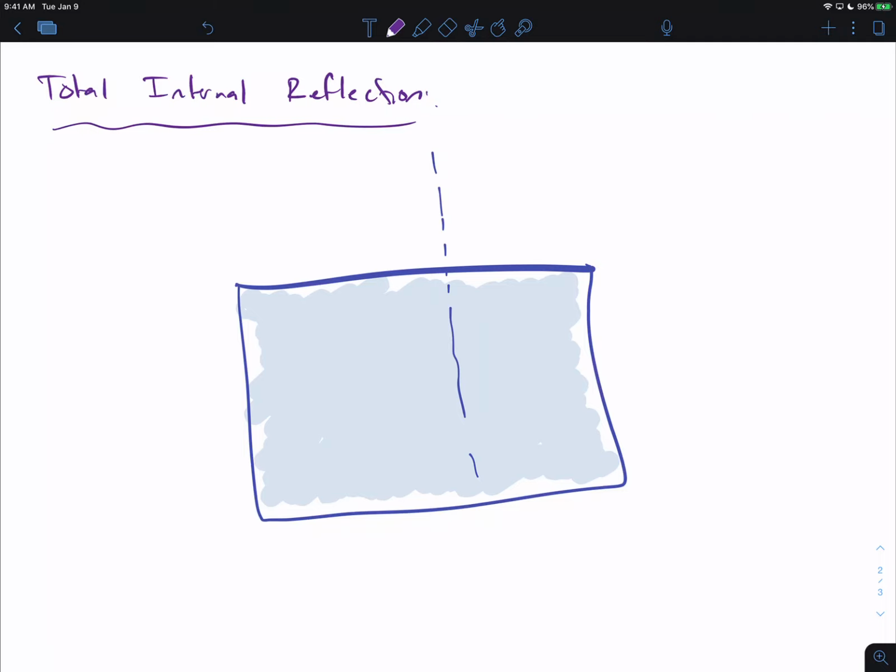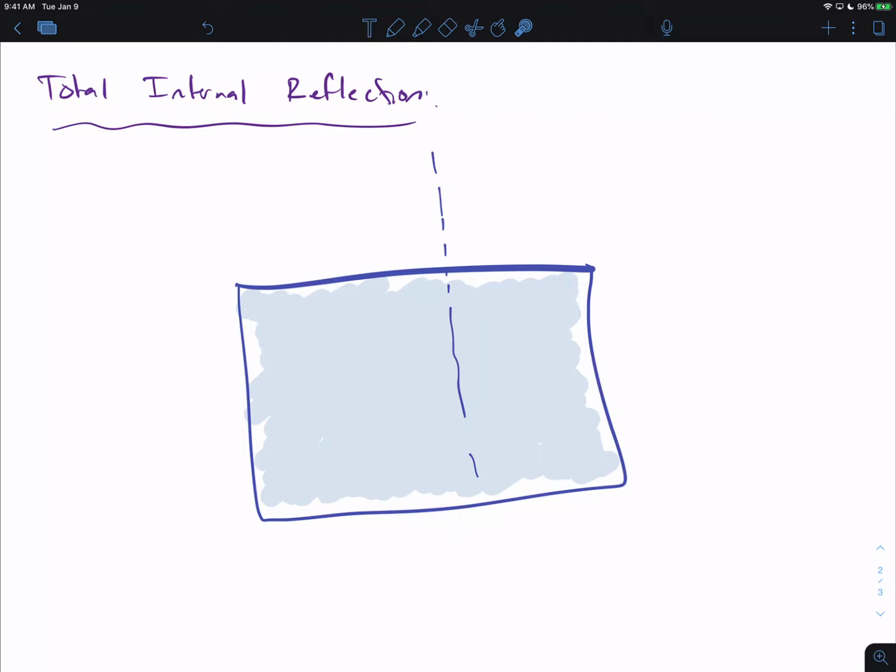Alright guys, so what we're going to look at in this video is total internal reflection. This is one more expansion on our idea of reflection and refraction to show how light can either reflect or refract based on its incoming angle.